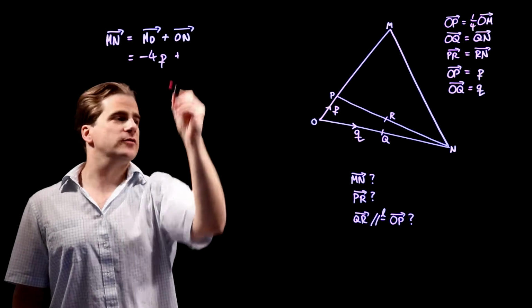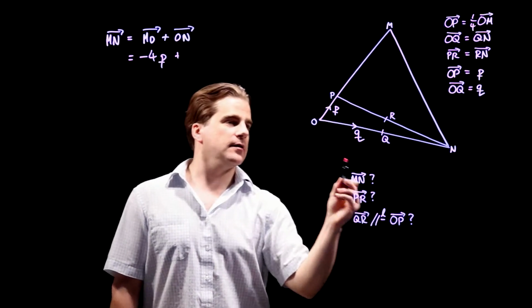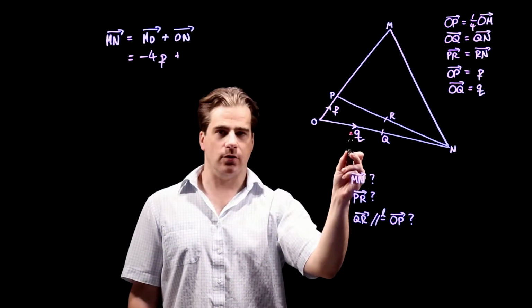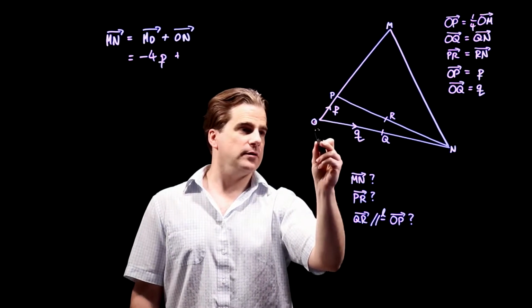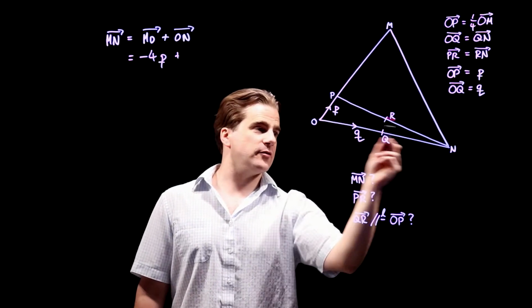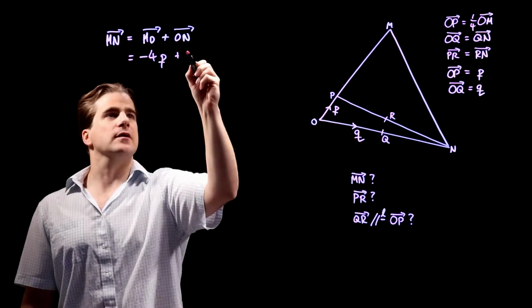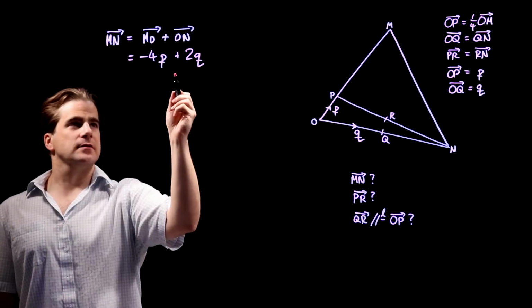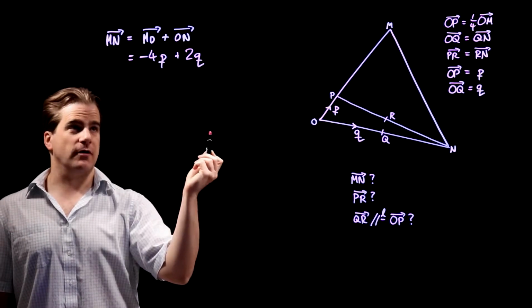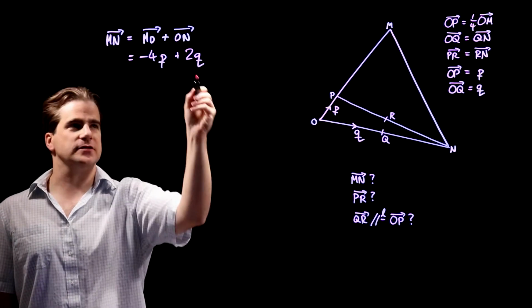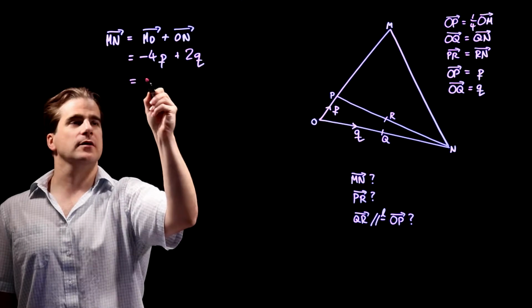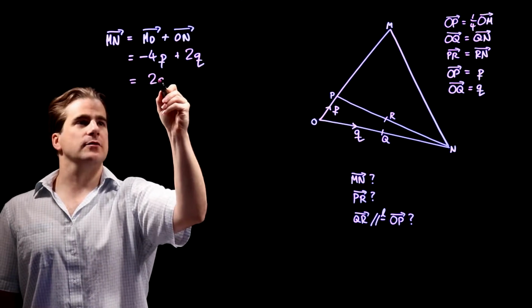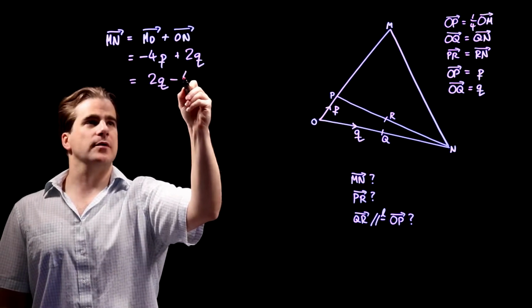Plus O to N. Well, O to Q is Q. And we know that that's halfway. So O to N is 2Q. Okay, that's correct, but it's good convention to write the positive one first. So we'll write that as 2Q minus 4P.